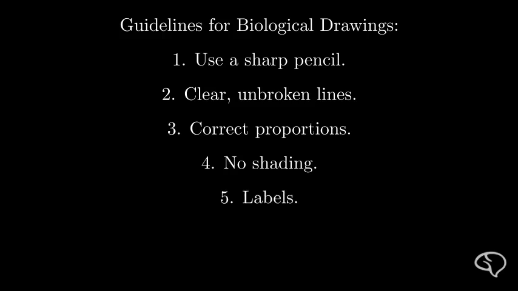Fifth, labels. Label lines must be straight, horizontal, and drawn with a ruler. They should all be on the right side of the drawing and form a vertical list. The words should be printed and easy to read. This creates a neat and organized drawing. Finally, every drawing needs a title. The title should be informative, mentioning the cell type, its scientific name if known, and the magnification at which it was viewed. A good title tells the viewer exactly what they are looking at.